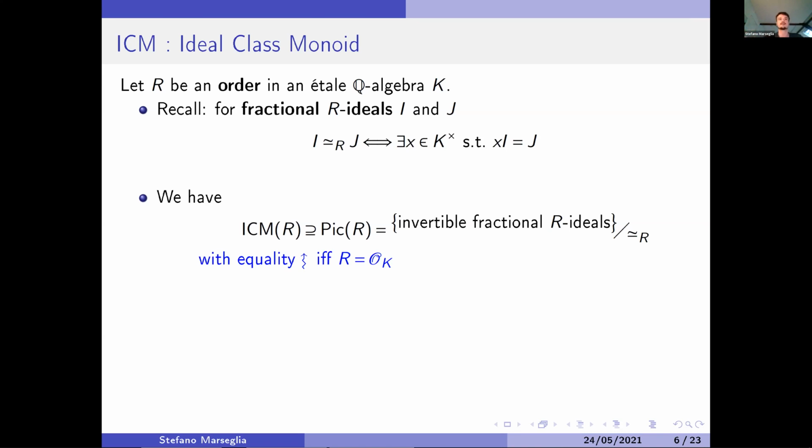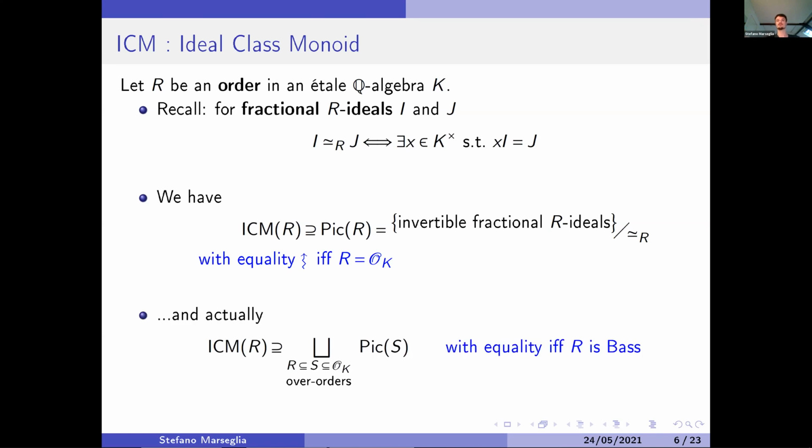All right, but we can actually prove more. We can prove that the ideal class monoid contains the union of all the Picard groups, where the union is taken over all the overorders of R, so all the rings that contain R and are contained in the maximal order. Indeed, if an ideal is invertible in one of these rings, then it is so in only one, so the union is disjoint. And of course, every invertible S-ideal is also an R-module, so it's a fractional R-ideal. So they have the inclusion. In general, we don't have an equality. This happens if and only if the order is Bass. I'm going to say more about Bass rings later on during the talk, but it's not always the case.